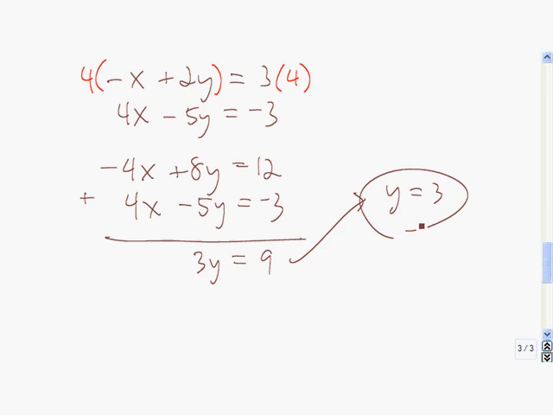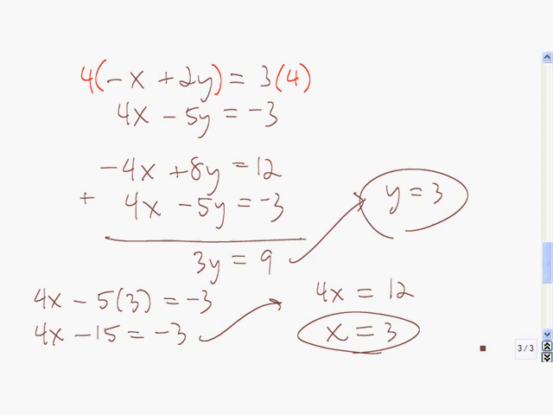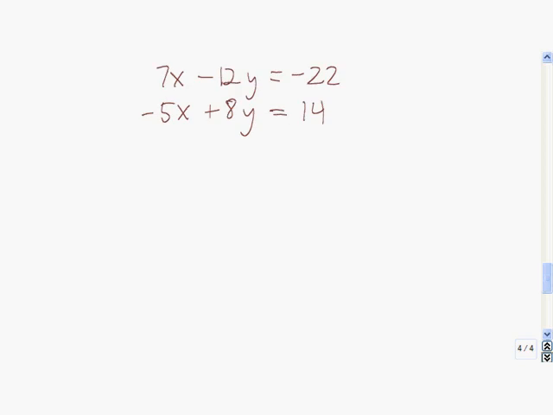Next, you plug this value of y into one of the equations to solve for x. Let's use this equation here. So we get 4x minus 5 times 3 equals negative 3. And if we solve that one for x, we find that x is equal to 3 as well. Okay, so the solution to this system right here is the point 3, 3. So x is 3 and y is 3.